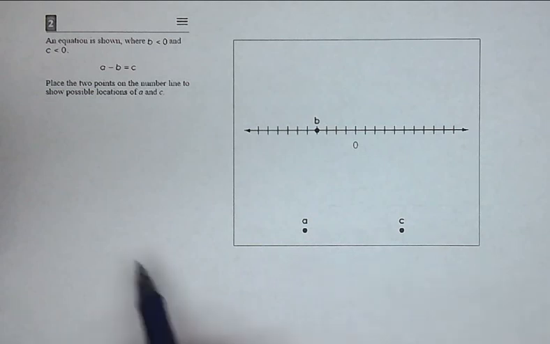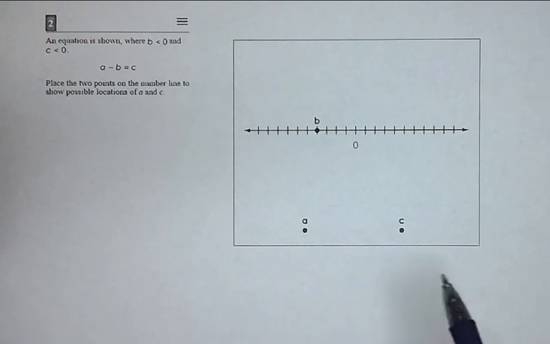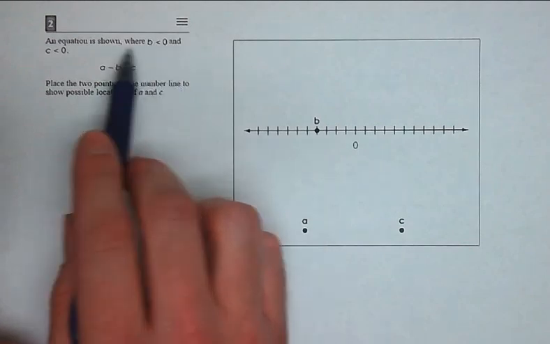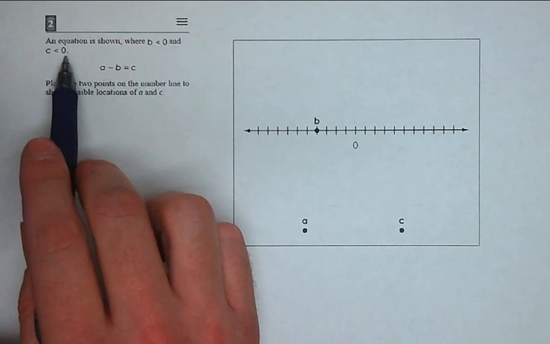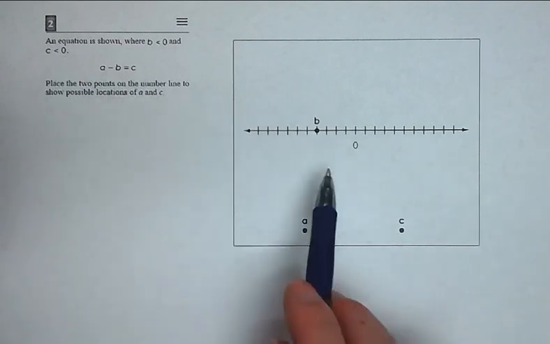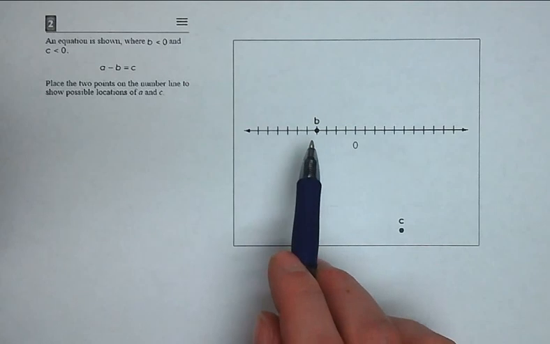Anytime you see a problem, you should always think about, what do I know first? What are they giving me? What do I already know? You already know that b has to be a number that's less than 0. You also already know that c has to be a number less than 0. You know that a minus b equals c, and if you look over here at the number line, you can actually figure out what b is already.